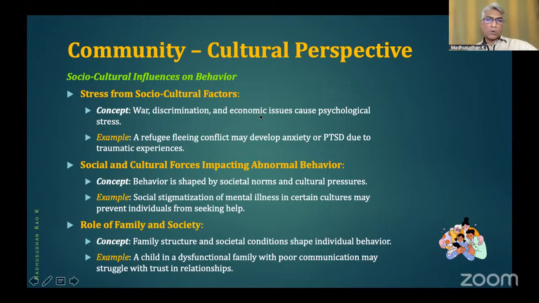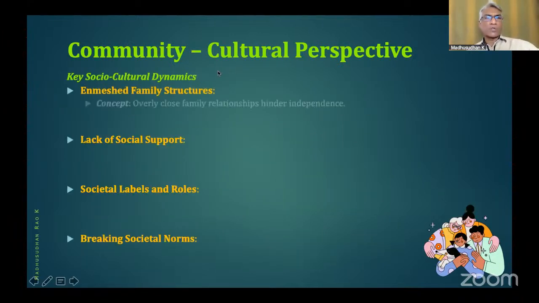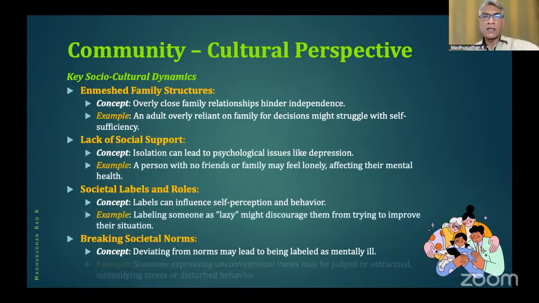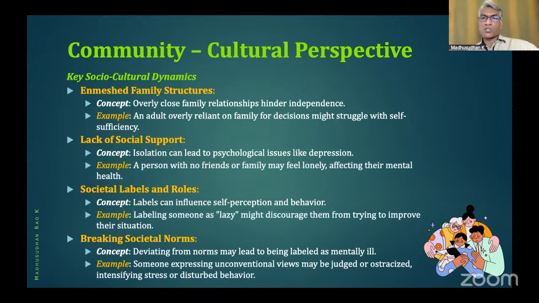Similarly, the role of family: family structure and social conditions shape individual behavior. A child in a dysfunctional family with poor communication may struggle with trust, and the arguments are continuously there in the family, which is not stable. Then what will happen? So many issues will arise. That's what it says. Now, social culture: an enmeshed family, when the family is overly close, in one room there are 10 people, then they hinder independence. There are relationship issues. An adult overly reliant on the family for decisions might struggle with self-sufficiency.